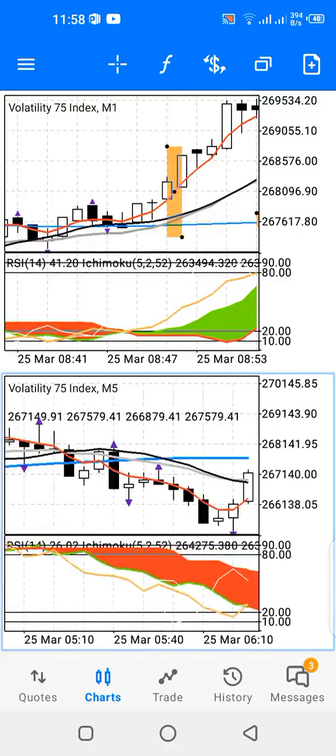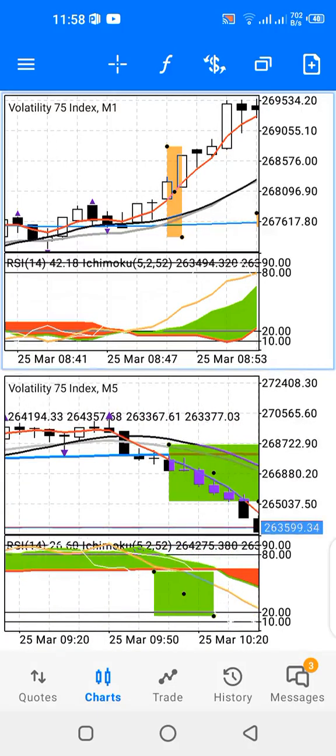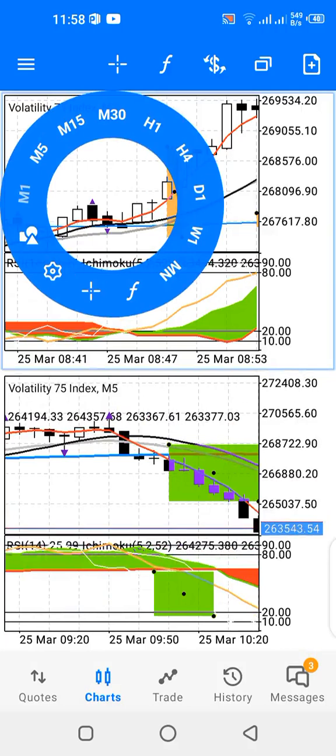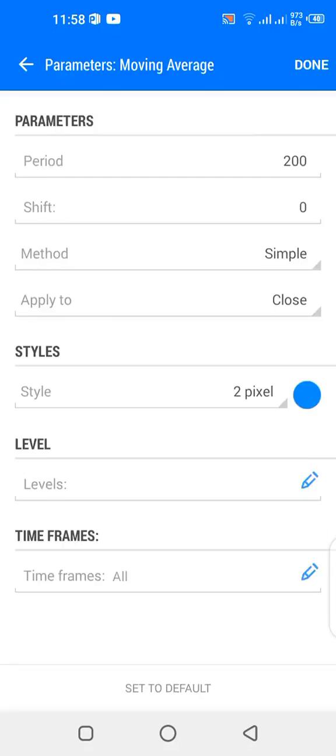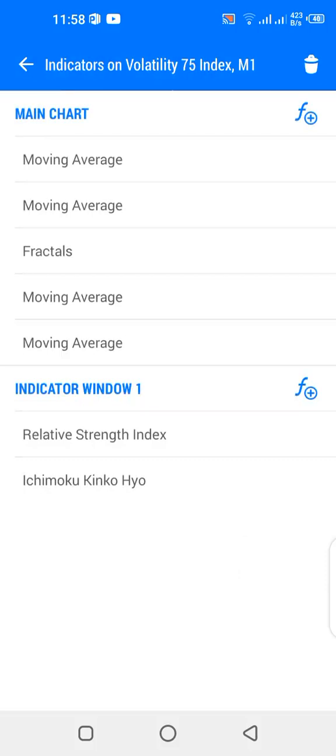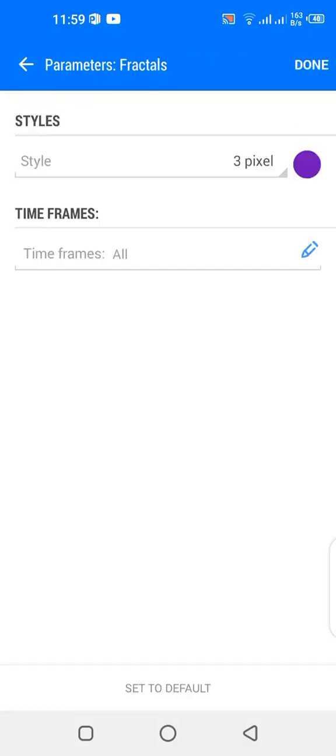Okay, so that's that. Let's look at the parameters of the indicators. They are the same parameters for both windows, so I'm just going to look at what the parameters are on the upper window. Let's look at the main chart for the upper window. Okay, we have moving average. The period is 200. Shift is 0. Method is simple. Apply to close. The color is blue. We have another moving average. Period is 21. Shift is 0. Method is exponential. Apply to close. Color is gray. Then we have fractals.